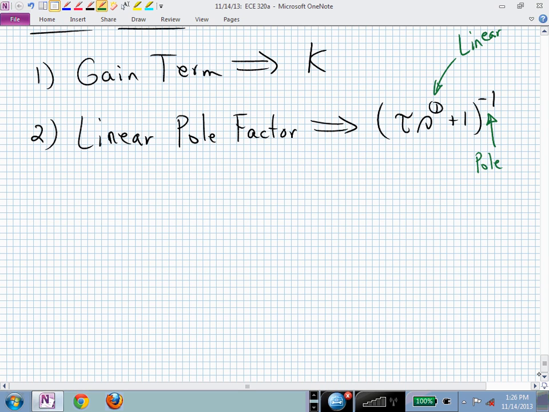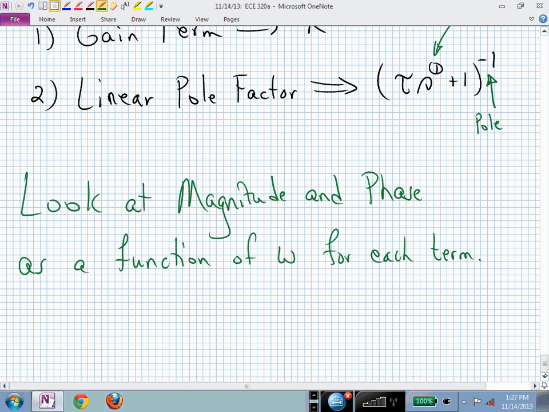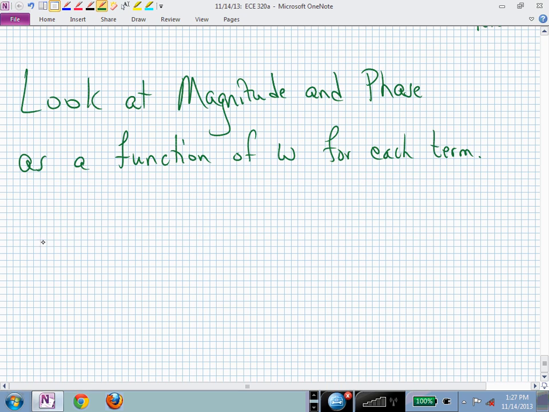Let's now look at the magnitude and phase as a function of frequency. Really, we plot it with respect to log of omega. That allows us to get more frequencies on our paper, omega, for each term. Let's now look at the gain term.